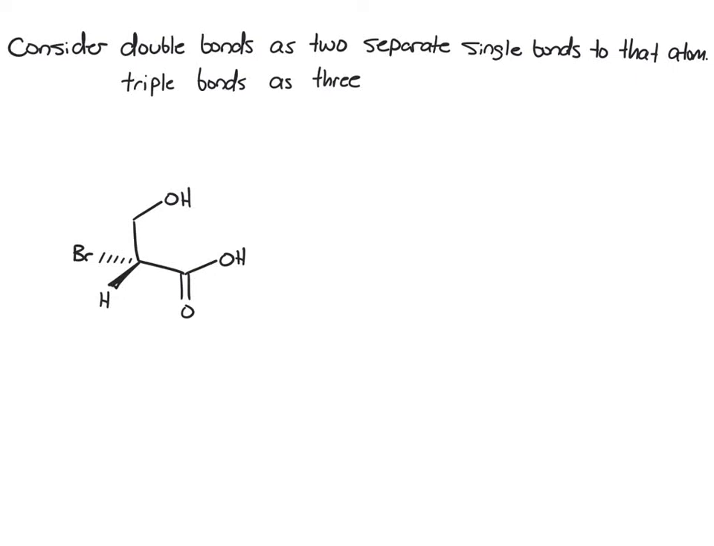One final example that's going to show us how to treat double or triple bonds. What you want to do, in terms of priorities and attachments, is consider double bonds as two separate single bonds to that atom, or triple bonds as three.